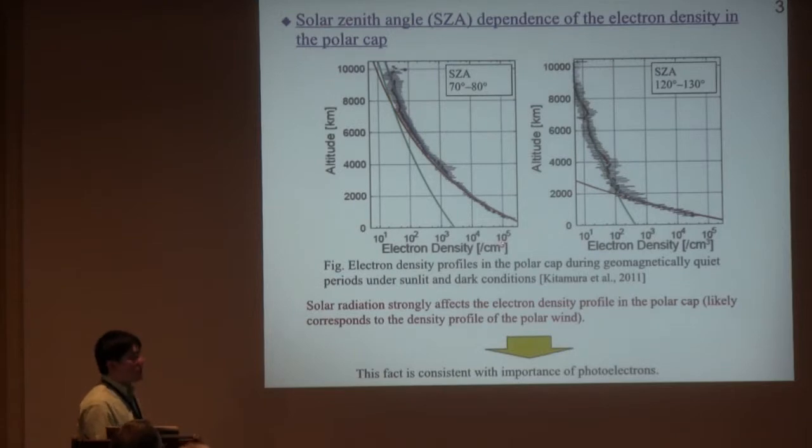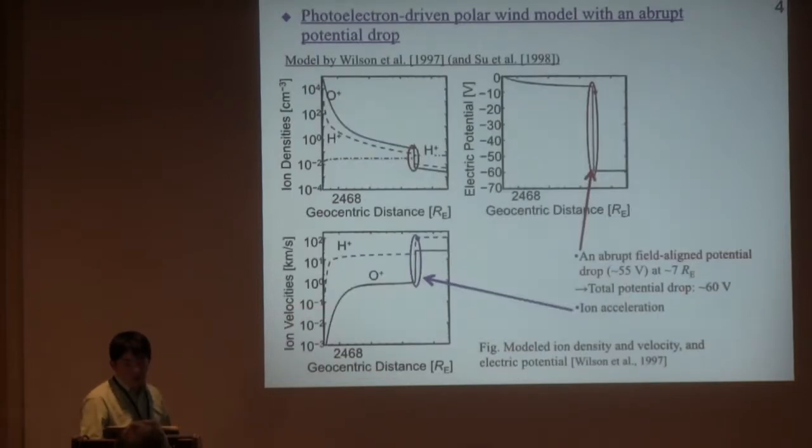This is an electron density profile in the polar cap in sunlit and under dark conditions. The density profile and the density itself are shown to be very different. So solar radiation strongly affects the electron density profile in the polar cap. This likely corresponds to the density profile of the polar wind. So this fact is consistent with the importance of photoelectrons.